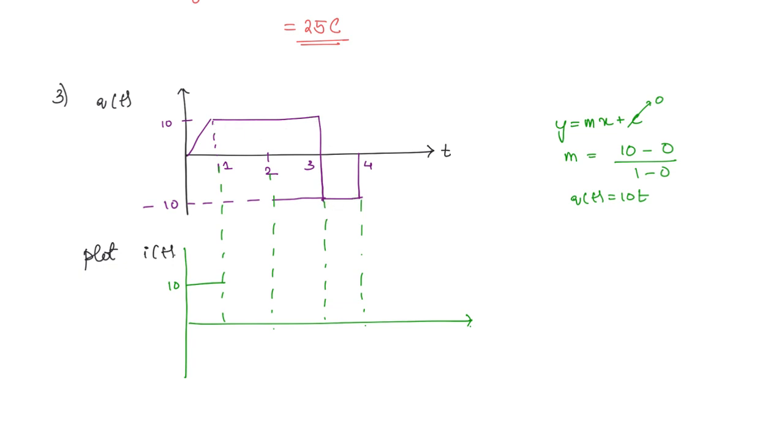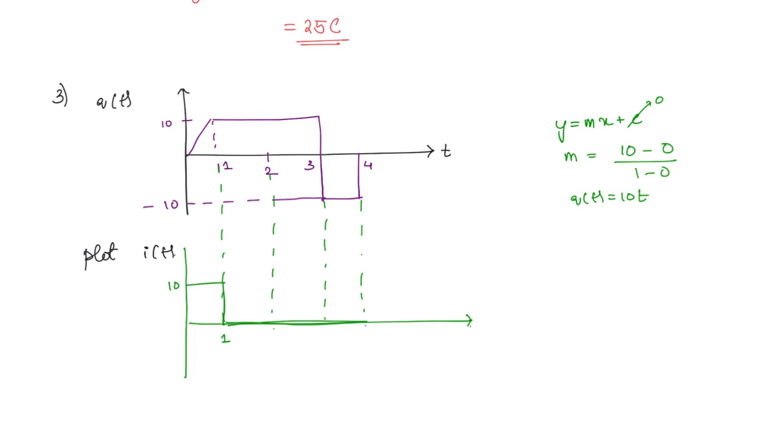Here also it is constant. When q of t is constant, what will happen to its differentiation? It will simply be 0. So the current I is going to be 0 for the rest of the time. Only for 0 to 1 second it is going to have a magnitude of 10 amperes. So this is all about the relationship between current and charge.